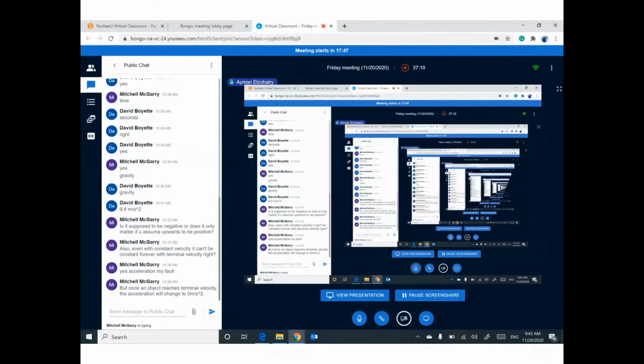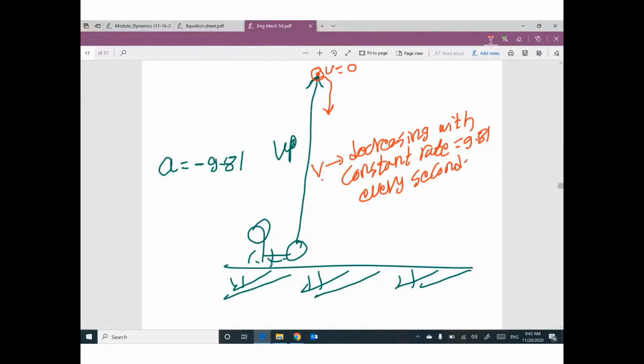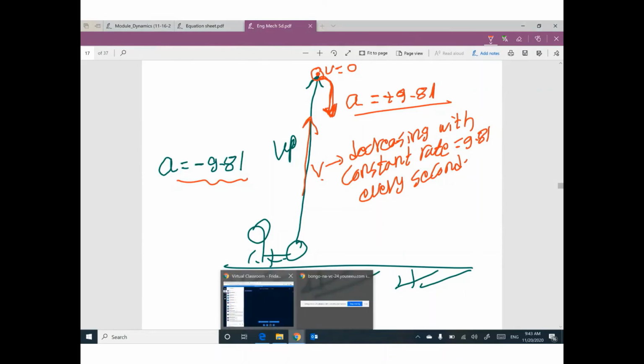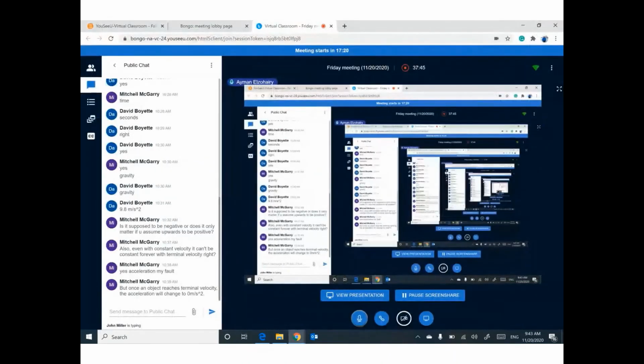Okay. When the ball starts to return back, the acceleration will change to positive 9.81. So when the ball is moving up, the acceleration is negative. When the ball is moving down, the acceleration is positive. Let's do this example and see what's going on.